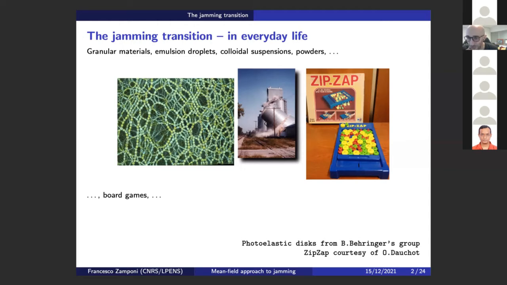And okay, there are also nice board games. Like in this game, what you have to do is to remove the particles without making the piston move here. So this is in the office of Olivier Dauchot. If you want to play it, you can go and play.